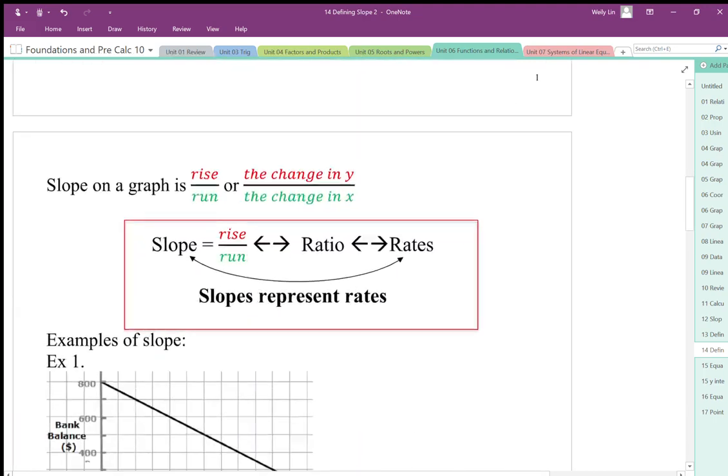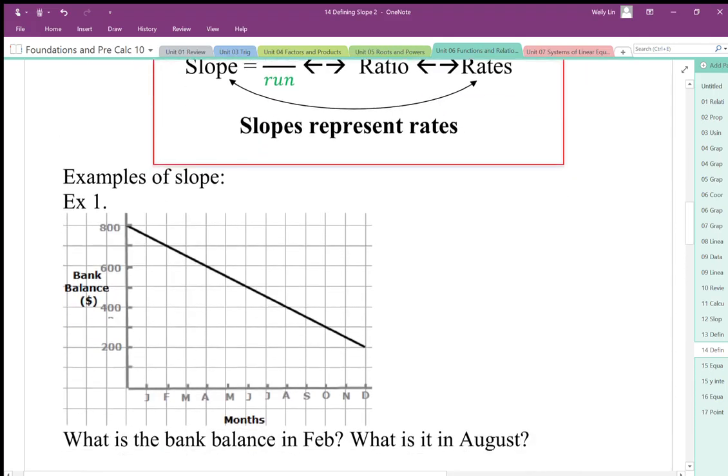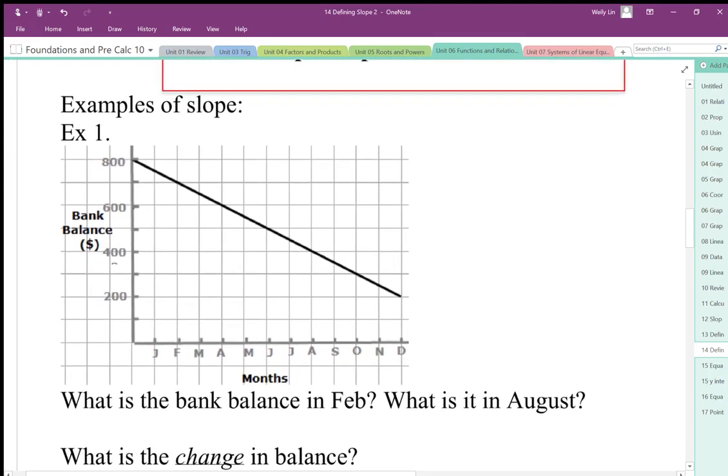So again, when we look at slope, it is the change in y over the change in x, or in other words, we call it rise over run. And since slope is a ratio of rise to run, it relates to rates. And often the slope in a problem represents the rate in the problem. So we want to connect this idea. So here we have a linear relationship which has a slope.